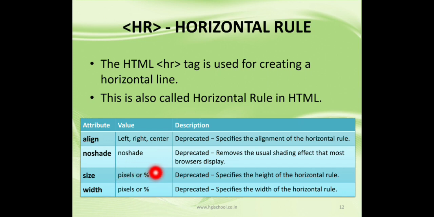If we are using the size attribute, then we have to mention some numbers in pixels, or we can also write percentages like 50%, 80%. Then width. Width means we can change the width of the horizontal rule. So the size and width can be written in pixels as well as percentages.